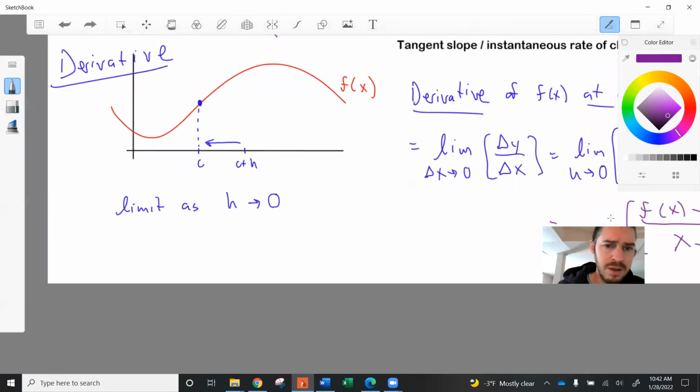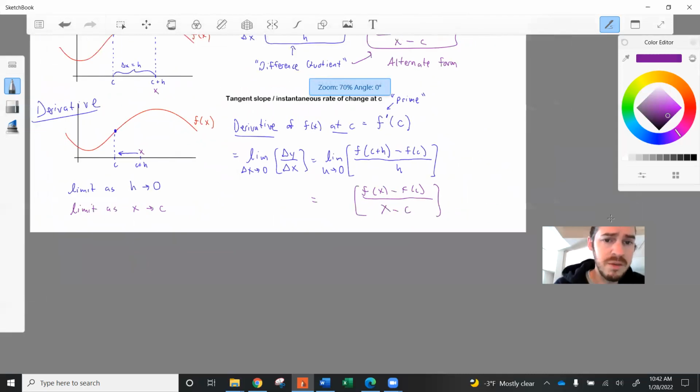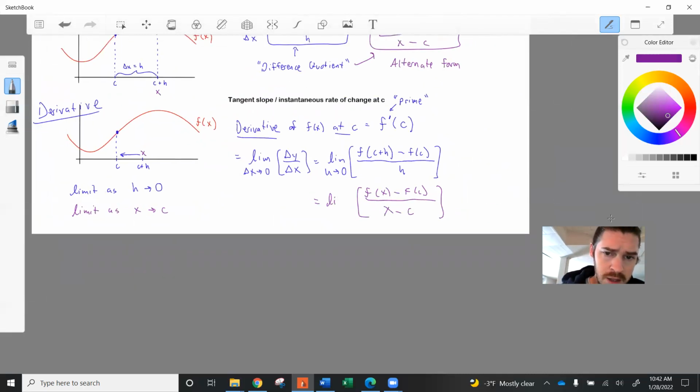Let's look back over here. If this is x, what is x doing? x is approaching c, okay? So when we set up the limit of the difference quotient for the derivative in the alternate form, we have the limit as x approaches c.